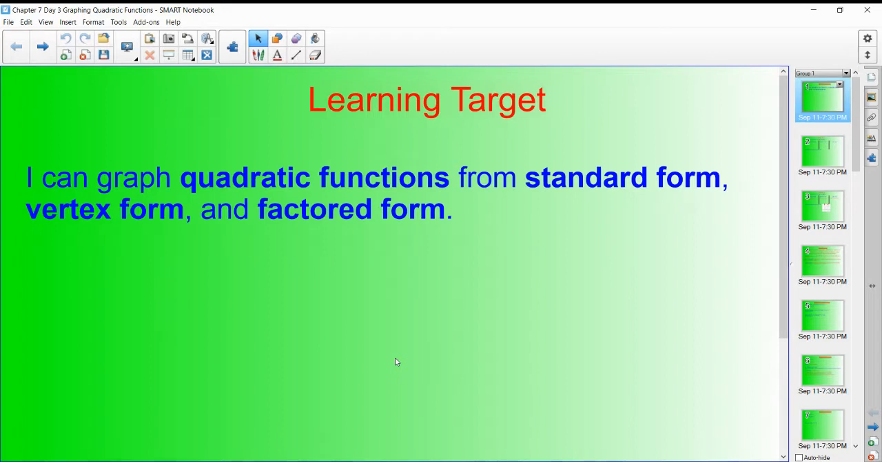Today, we're going to graph quadratic functions. So, last time we learned about standard form and vertex form and factored form and all of the good information that each form tells us, whether it be the vertex or the x-intercepts or the y-intercept. From each form, we can tell whether it opens up or opens down. And today, we're going to take important information and determine how to graph the parabolas.